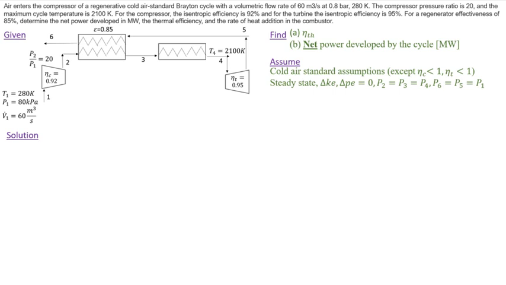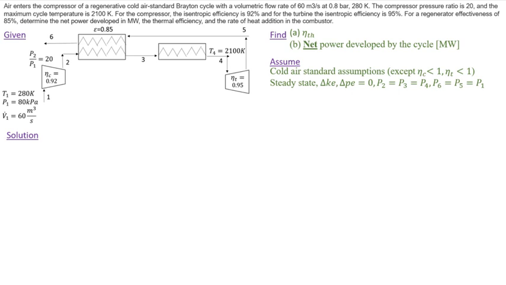So you've got heat addition from state 3 to 4, you've got heat rejection from state 6 to state 1, and then you've got some regenerated heat from the process of 5 to 6 to 2 to 3, but that Q regen is not taken into account when calculating your thermal efficiency.